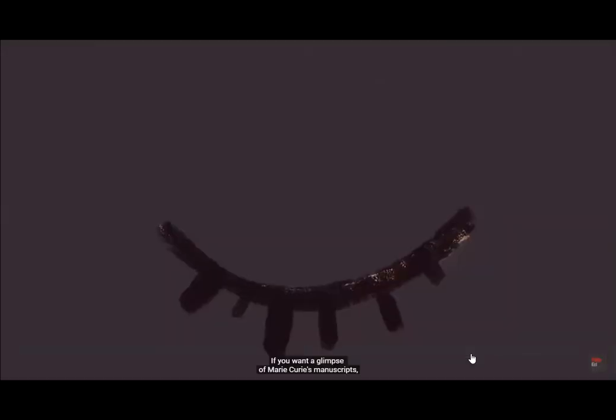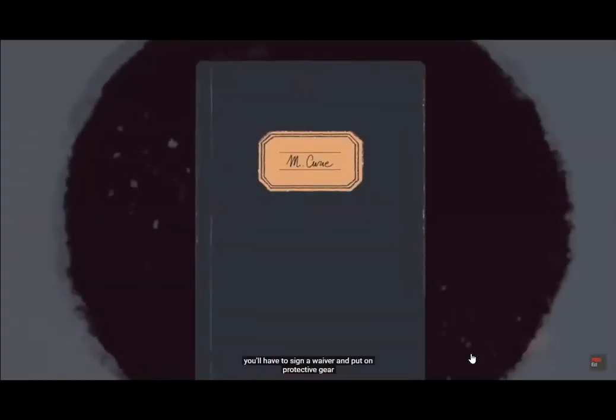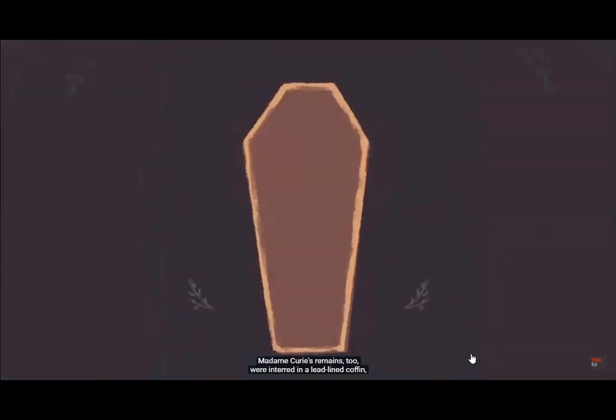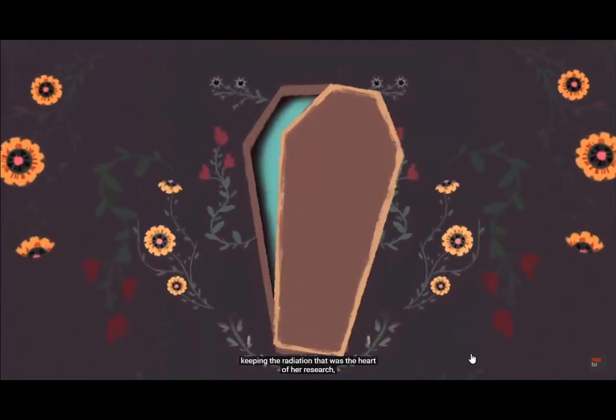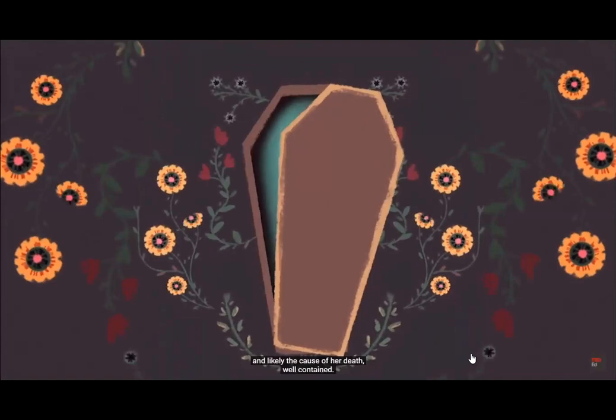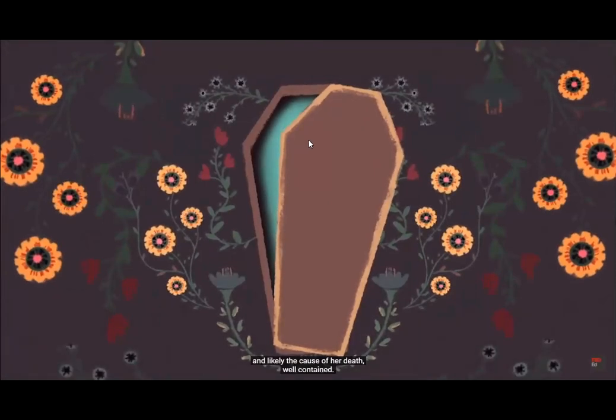If you want a glimpse of Marie Curie's manuscripts, you'll have to sign a waiver and put on protective gear to shield yourself from radiation contamination. Madame Curie's remains, too, were interred in a lead-lined coffin, keeping the radiation that was the heart of her research, and likely the cause of her death, well contained.